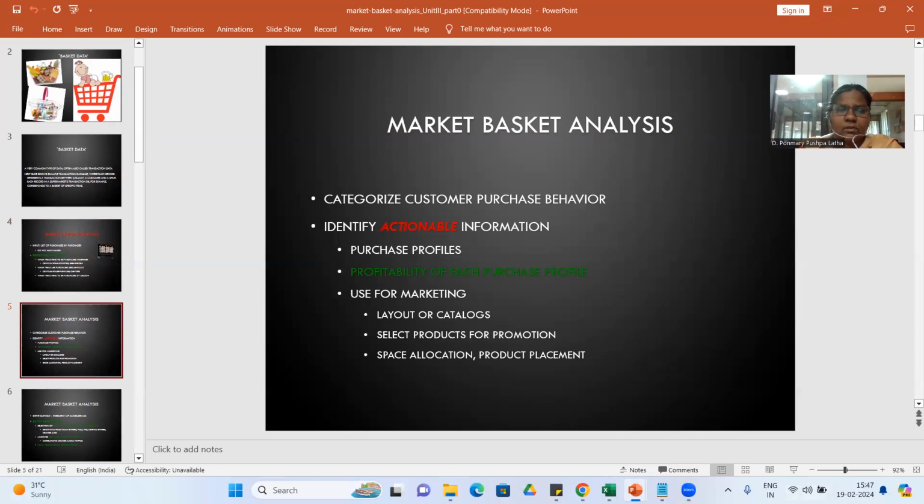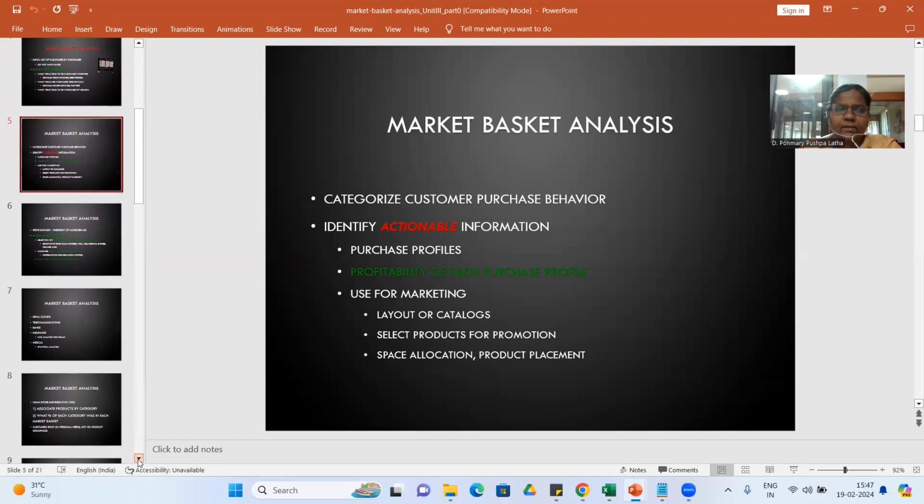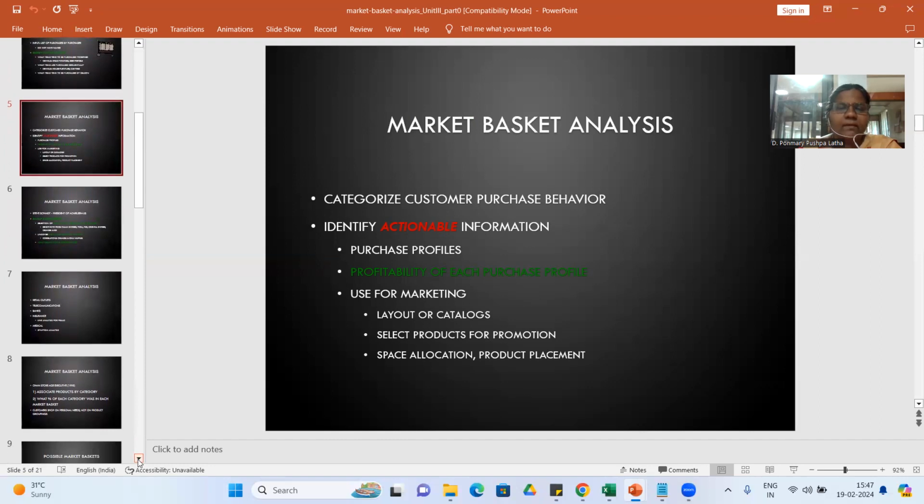So in market basket analysis, you are going to categorize the purchase behavior. You are having actionable information like purchase profiles, and the profitability of each purchase profile. You can have a catalog, you can select the products, and you can have space allocation and product placement. This is for marketing.